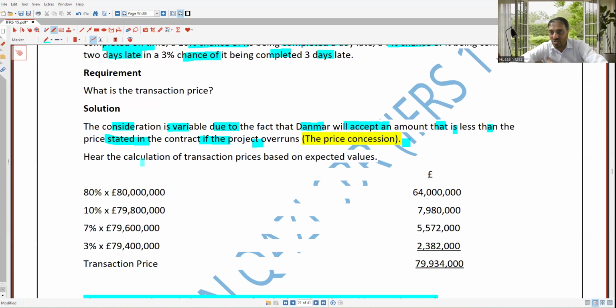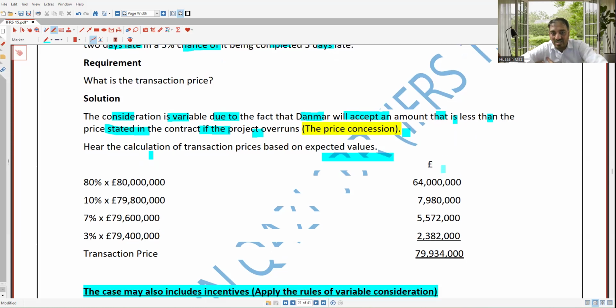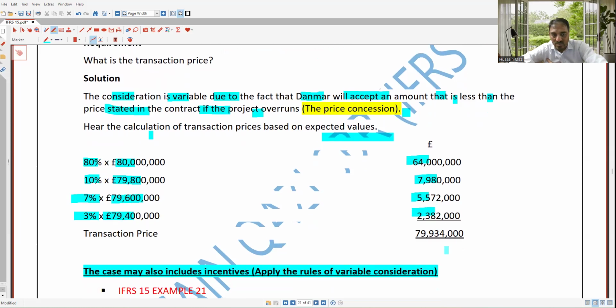Now, so need to incorporate this price concession. But what are the values? How to estimate? These are the values. That's 80% chance that we will get 80 million. That's 64 million. 10% chance is 79.8. 7% chance 79.6. 3% chance 79.4. These are the probabilities. So this will be the transaction price.